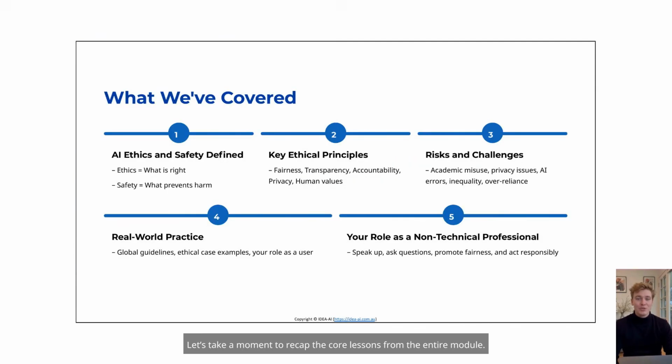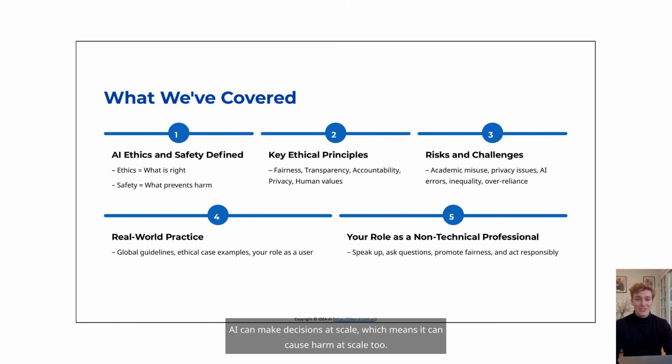Let's take a moment to recap the core lessons from the entire module. We began with an overview of AI ethics and safety, where we discussed why these topics are more urgent than ever. AI can make decisions at scale, which means it can cause harm at scale too. Ethics and safety are the safeguards that prevent misuse and protect people.